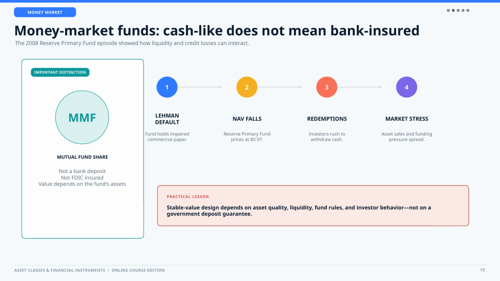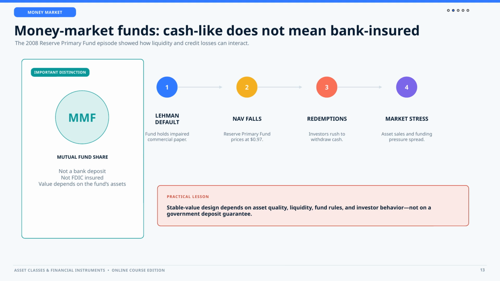A money market fund is a mutual fund, not a bank deposit. Its shares are not protected by FDIC deposit insurance. In September 2008, the Reserve Primary Fund held Lehman Brothers commercial paper. After Lehman failed, the fund's net asset value fell to 97 cents per share, an event known as breaking the buck. Heavy redemption requests then contributed to stress in short-term funding markets.